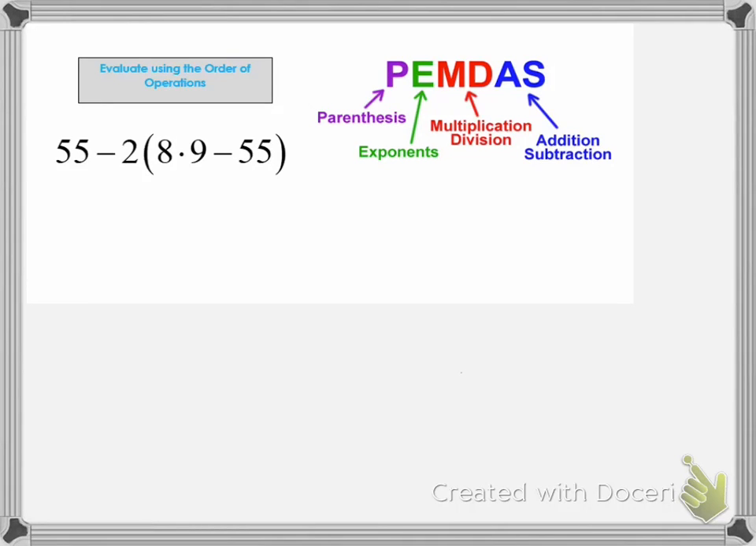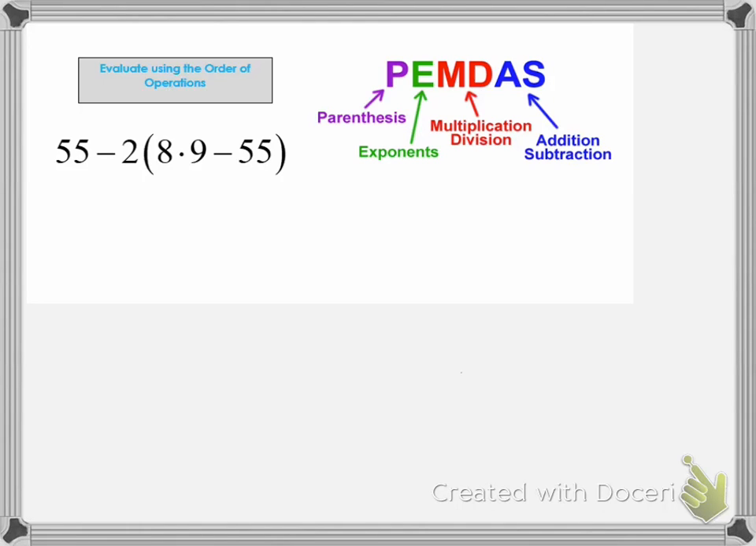In this example, we are going to evaluate the expression 55 minus 2 times the quantity of 8 times 9 minus 55, and we're going to evaluate that using the order of operations. So you see off to the right, I have our friendly acronym PEMDAS, which reminds us of the steps of the order of operations: parentheses, exponents, multiplication and division, and addition and subtraction.